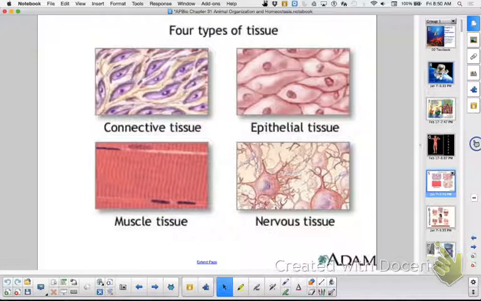So these 4 tissues are going to build all of our what? What do tissues build? Organs. And then those organs will work together to build organ systems, and those organ systems will work together to build an organism. So these tissues have to function well to help you maintain what? Homeostasis in each of your organs.